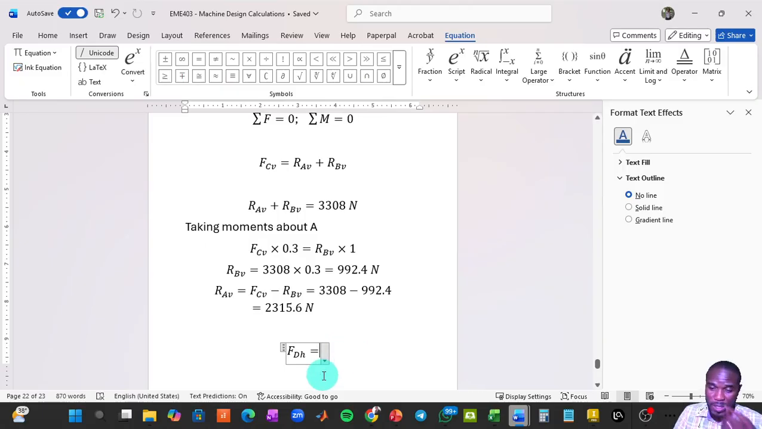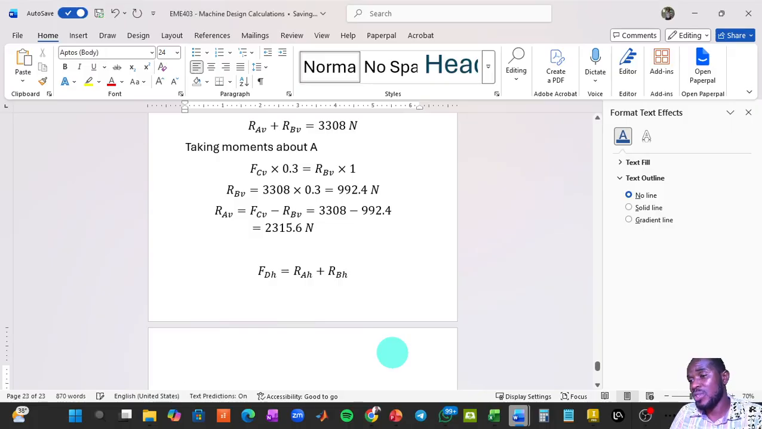Okay, so in this case also, we know that the reaction at point A acting in the horizontal direction plus the reaction at point B acting in the horizontal direction will be the same magnitude as the value of the horizontal force at point D. And this is only because the horizontal force at point C is 0. We have noted that earlier. Okay, so again, we apply the same principle that for us to find one of these, we need to take moments about one of them.